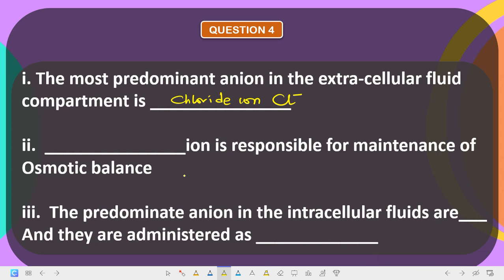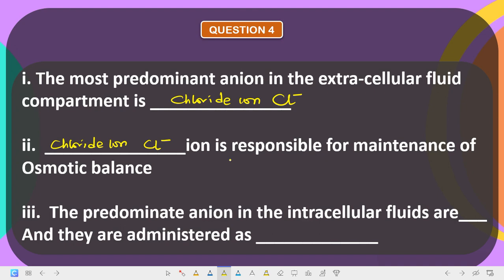So the next one is: dash ion is responsible for maintenance of osmotic balance. The chloride ion is the one that is responsible for maintenance of osmotic balance.